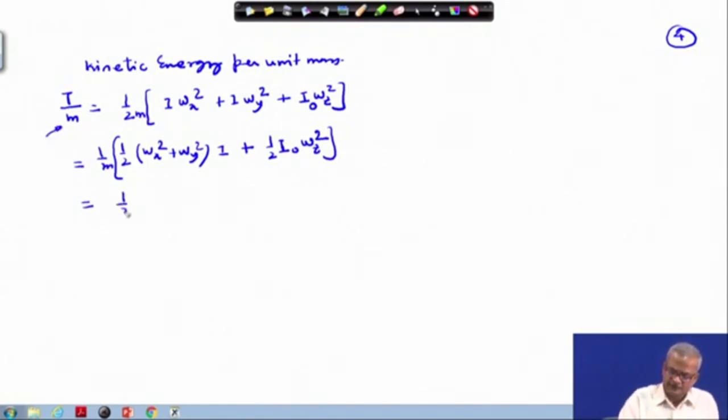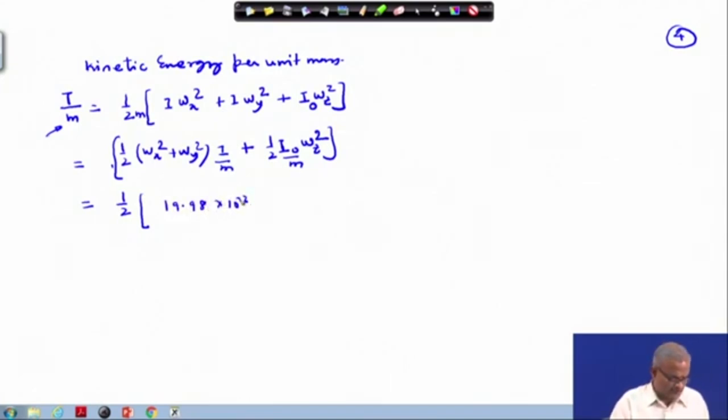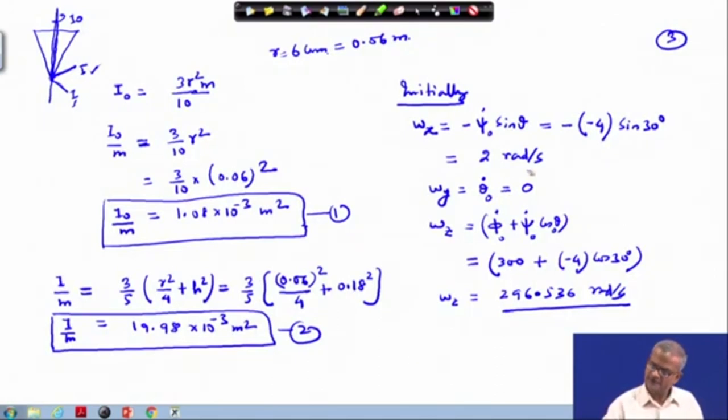So that becomes 1 by 2. Better we take it inside here, so we can put I by m and I 0 by m, and these quantities are known to us. So the initial value of the kinetic energy is also known to us. 1 by 2 omega x is 19.98. Omega x is 2 radian per second, omega y is 0.